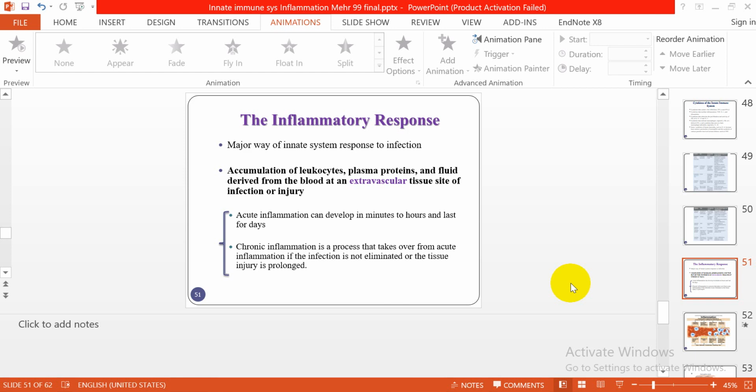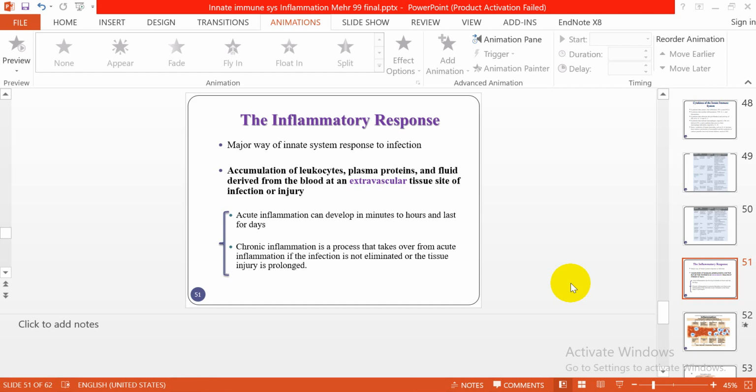In the name of God, in the third part, we want to speak about the inflammatory response. You know that the major way of innate immune response to infections is inflammation. Inflammation means the accumulation of leukocytes, plasma proteins, and fluid derived from the blood at an extravascular tissue site of infection or injury.